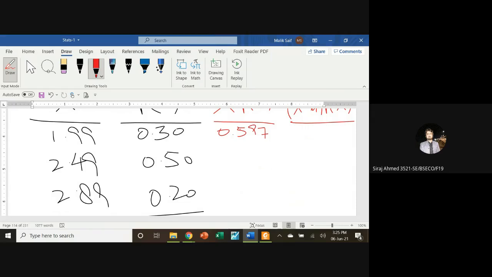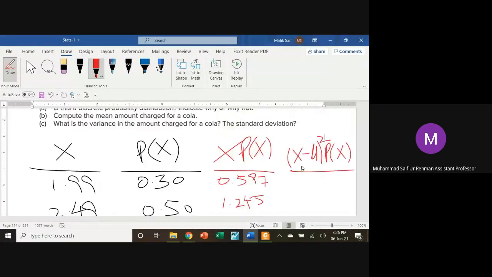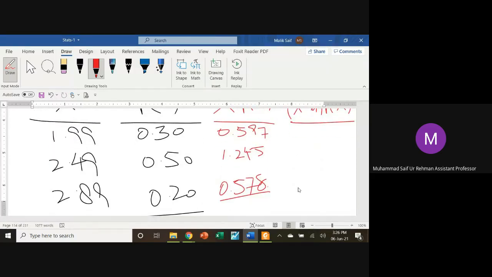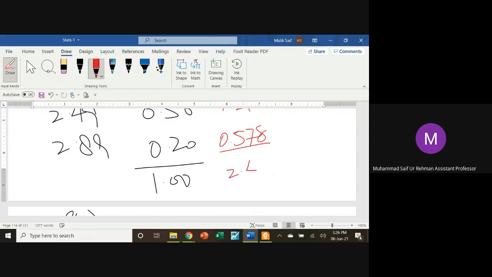Yes, 1.99 multiplied by 0.30. This will be the answer. If you have a calculator with you, you can tell me the answer. 2.49 multiplied by 0.5 is 1.245. 2.89 multiplied by 0.20 is 0.578. And in this column, for mu, we have to add these values. So add 1.245 plus 0.597, and the answer is 2.42. So 2.42 is your mu.